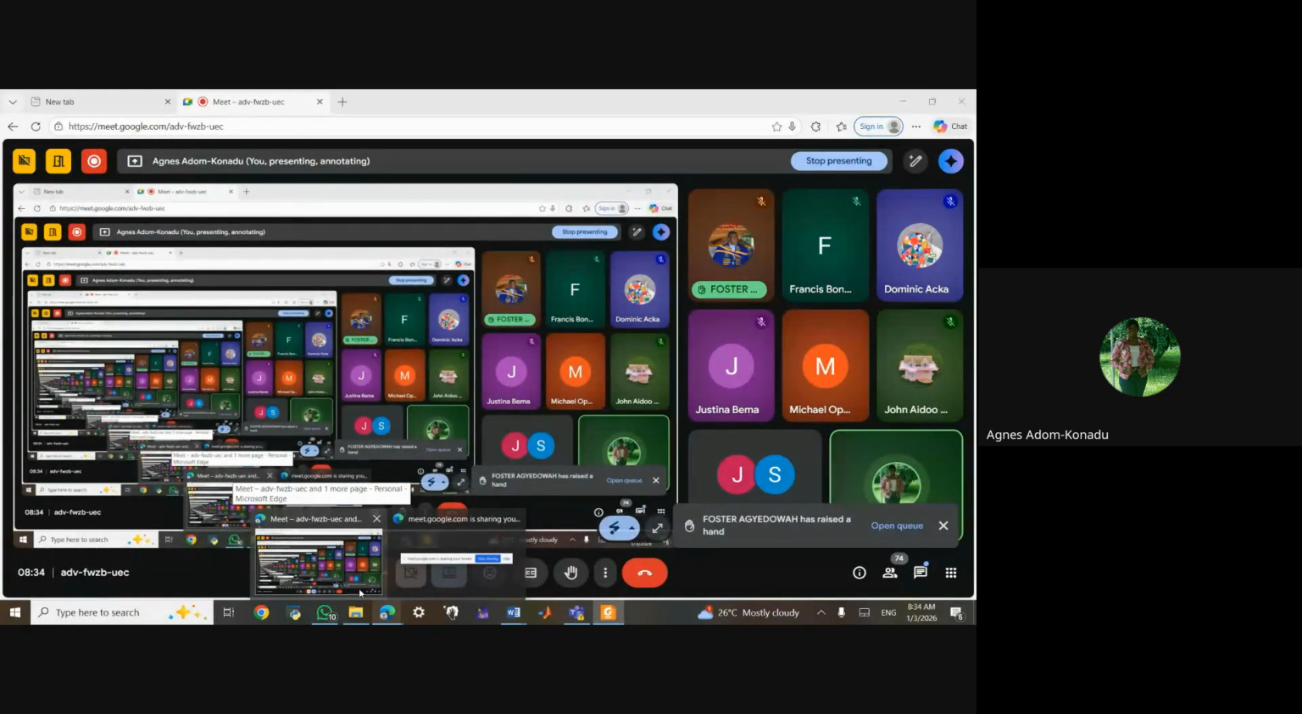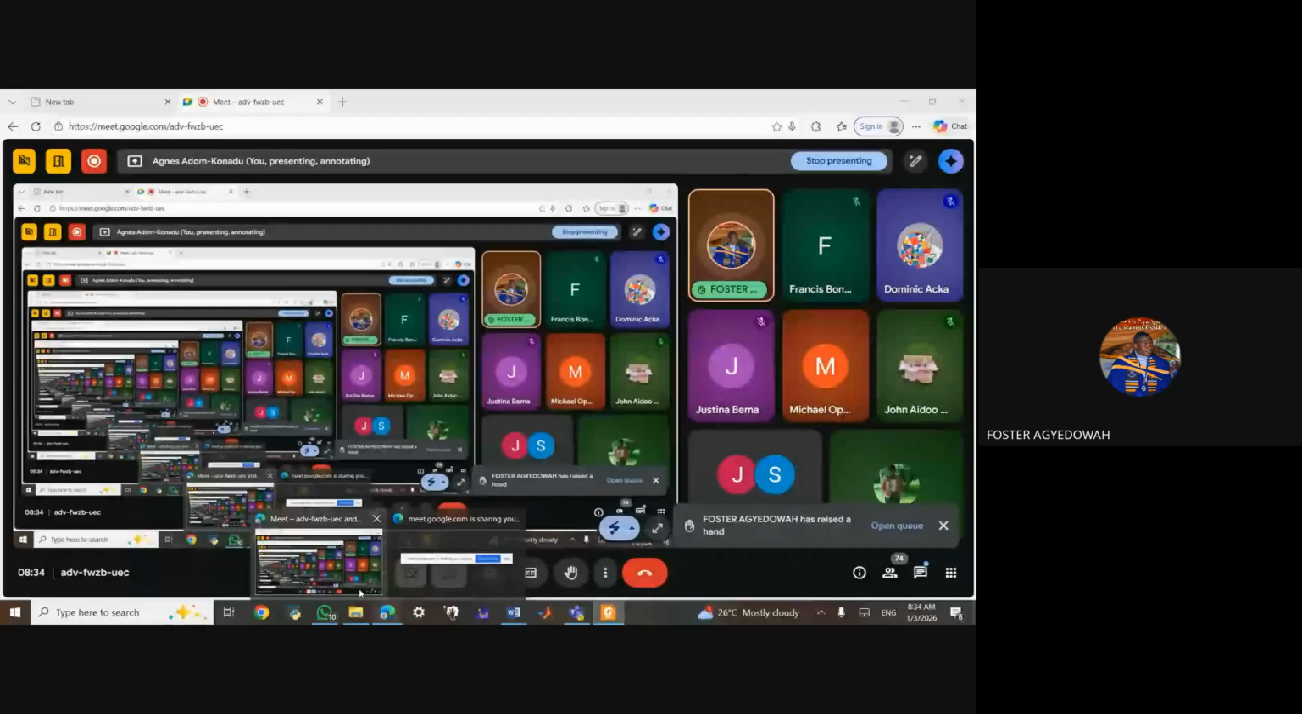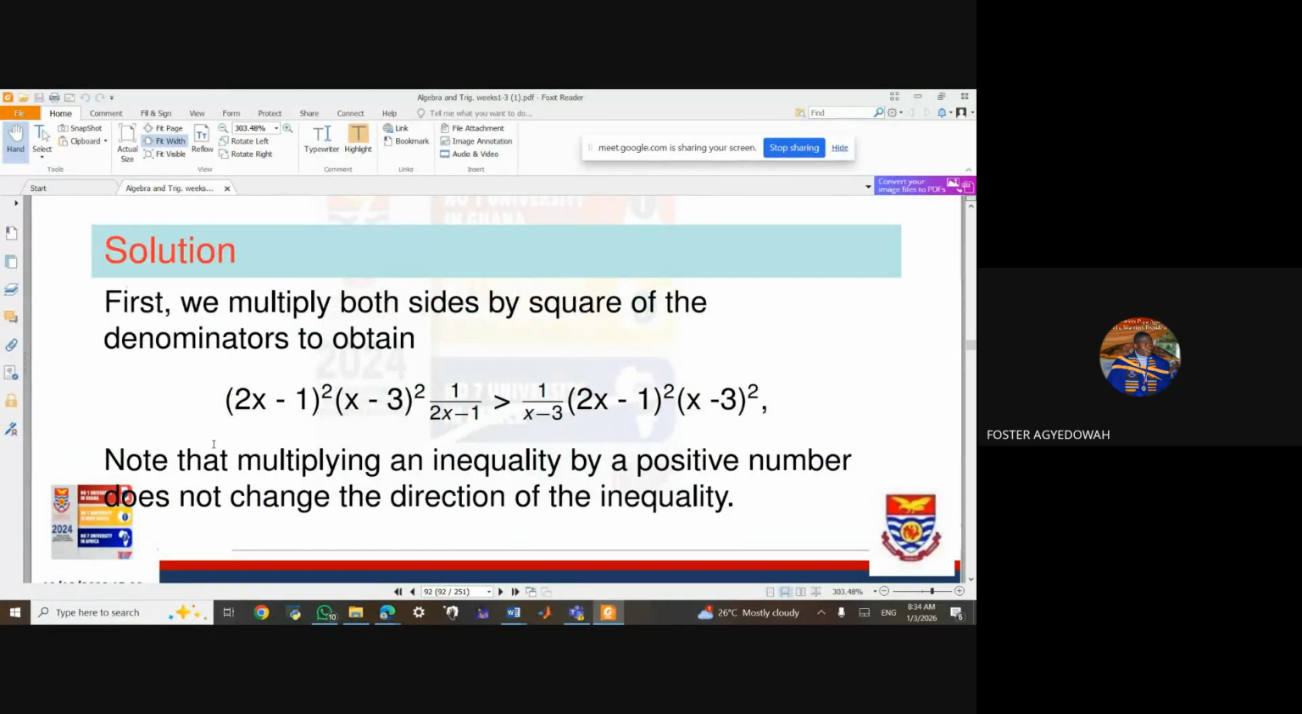Yeah, Foster, your hand is up. Yes, ma. Please, why do we multiply through by the square of the denominator? Okay, we multiply through by the square because note that multiplying an inequality by a positive number does not change the direction of the inequality. And we know that if I square a number, it's going to be positive. If I have -2 and I square, it's going to be positive. So in order to maintain this, I will square it so that I'm going to get a positive number.